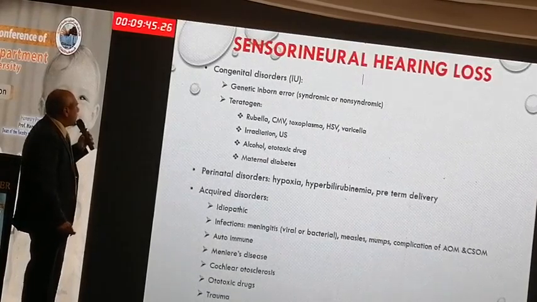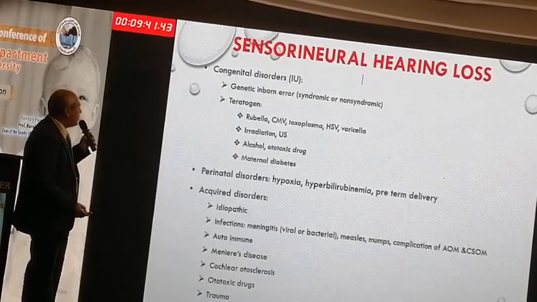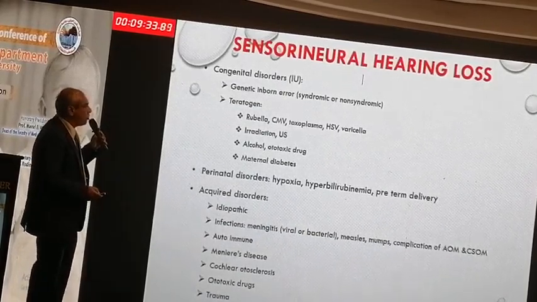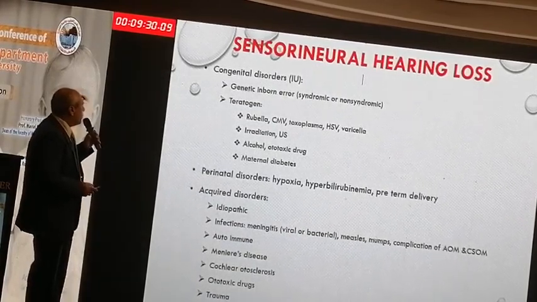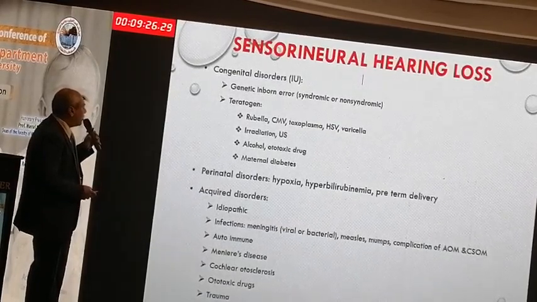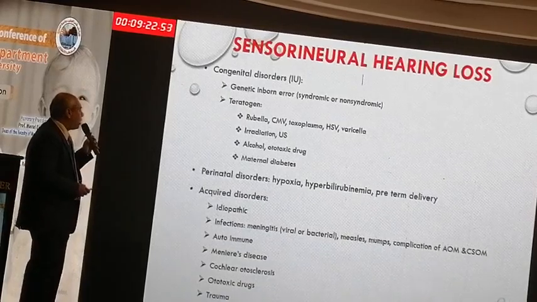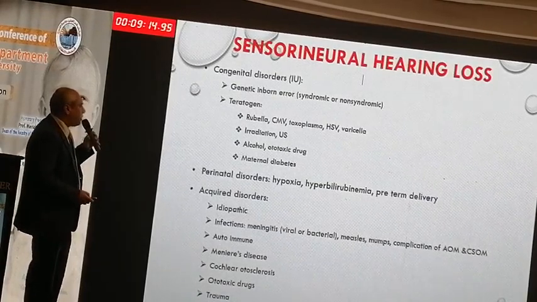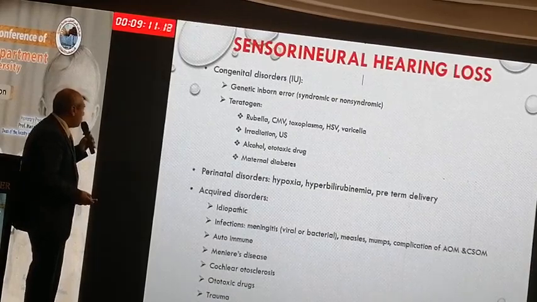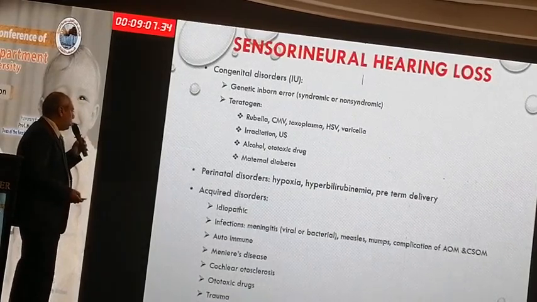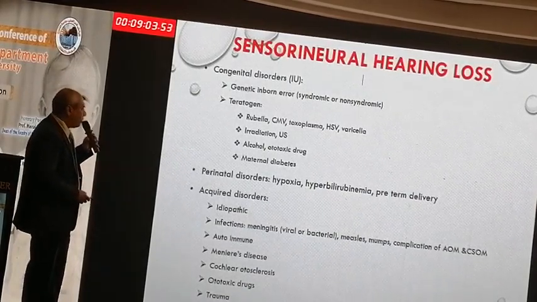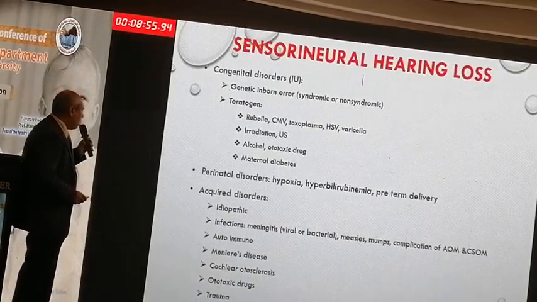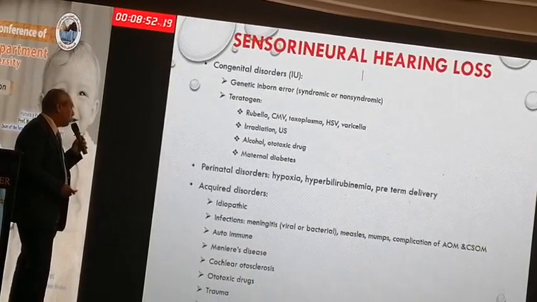Sensorineural hearing loss causes include prenatal events, what we call congenital disorders. These include genetic inborn errors, either syndromic or non-syndromic. Of course, non-syndromic are much more common. Exposure to pathogens, including viruses such as rubella, cytomegalovirus, herpes simplex, and varicella virus. Exposure to radiation, alcohol, or toxic drugs, or maternal diabetes. Perinatal events include hypoxia, hyperbilirubinemia, and preterm delivery. Postnatal events, acquired disorders, are either idiopathic, infections such as meningitis, measles, mumps, or a complication of acute and chronic otitis media, autoimmune diseases, Meniere's disease, cochlear otosclerosis, ototoxic drugs, trauma, and neoplastic lesions such as cerebellopontine angle lesions.